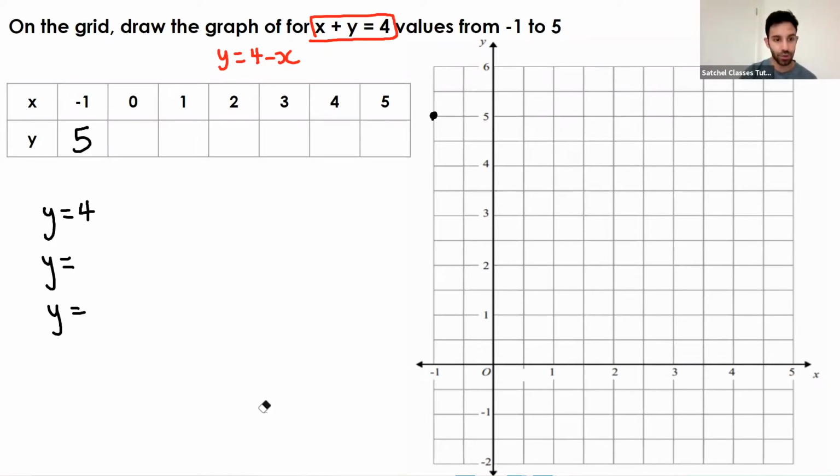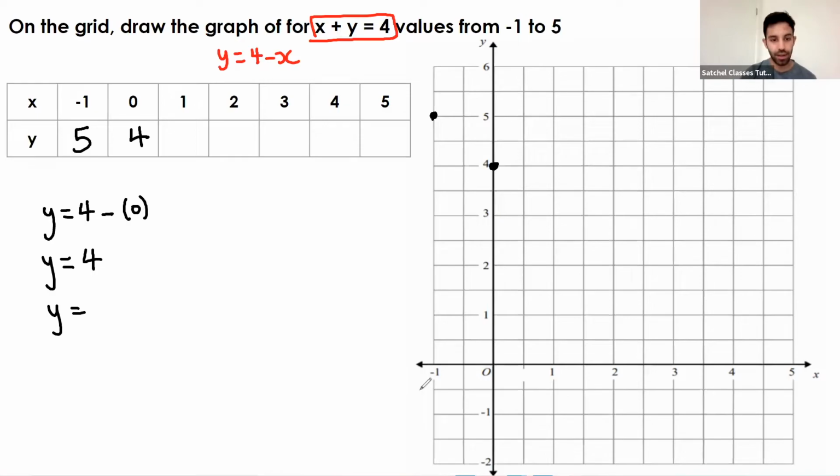So again, we need to do some substitution here. So 4 minus 0 in place of x. 4 minus 0, well, that's simply 4. So when x is 0, y is going to be 4.